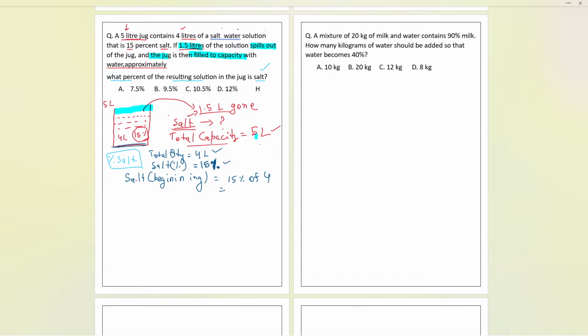So 4 liter. So what will that be? 15 by 100 of, means multiplied by 4. If you calculate now, you will be getting 0.6 liters in the first part. Okay, 0.6 liter. That is the amount of salt we have. Further, let us move ahead.